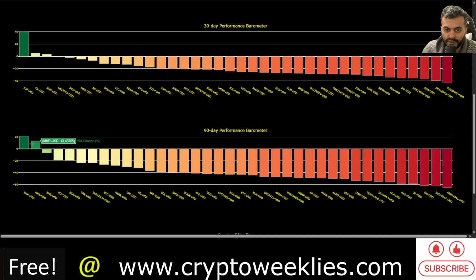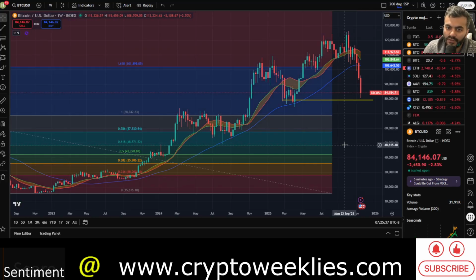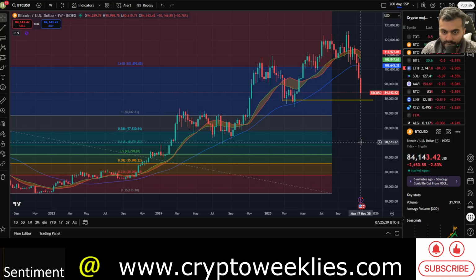Also, over the last 90 days, with these two names as exception, the Maker and XMR, all of the other major cryptos are trending lower than the previous 90-day price. Right now, ETH is at around 2,700, roughly speaking, and Bitcoin at around 84K. It's in a free fall as described in our yesterday's video.